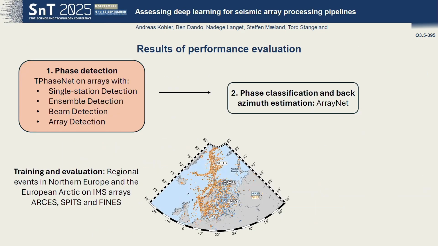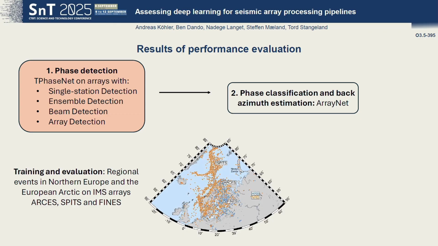So we trained this method with a regional data set of events in Scandinavia, Northern Europe, and the European Arctic. So regional events. We're not going to teleseismic distances yet. And we use data from IMS arrays, the ARCES, Spitz, and the Finess arrays for that.